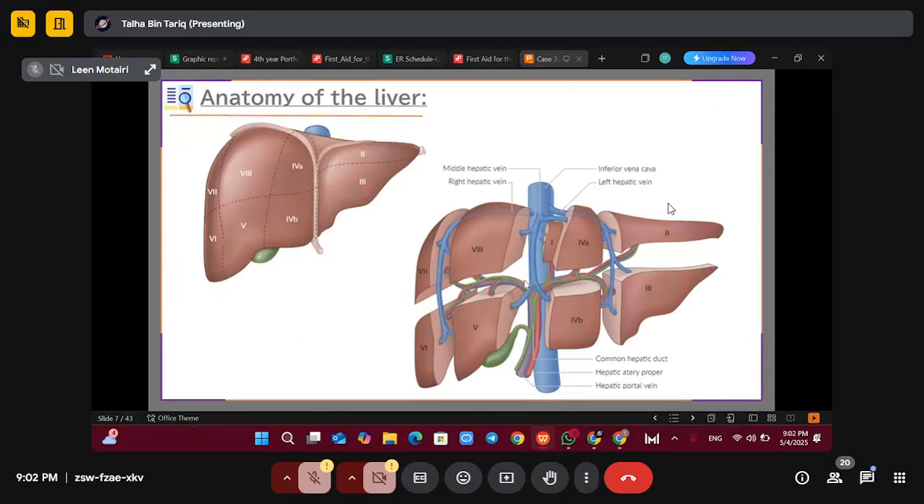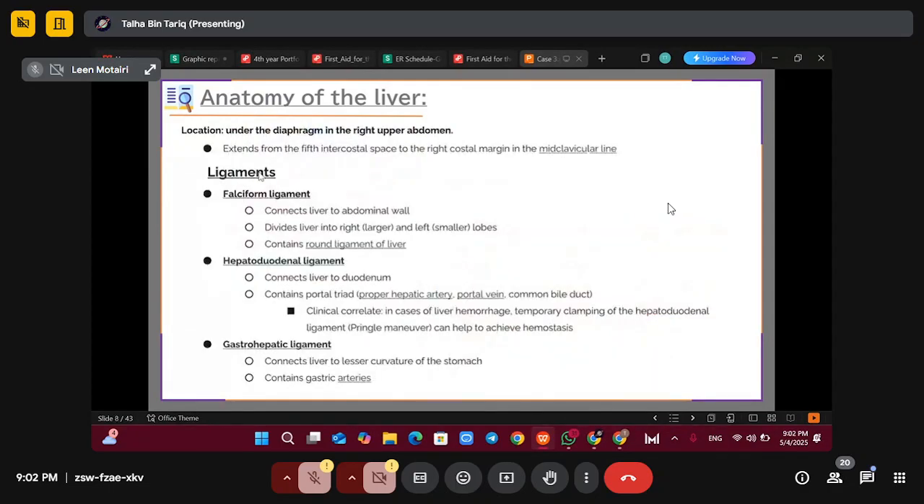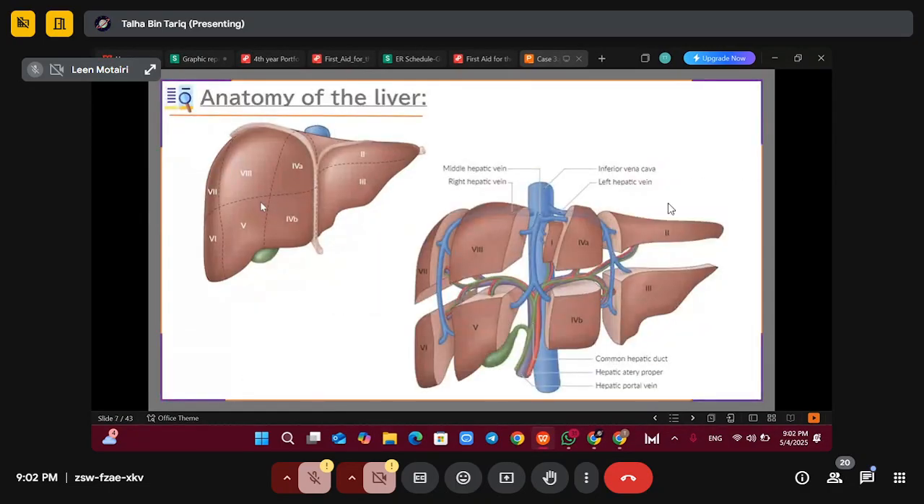So over here, I hope you can see the segments of the liver. This is how the liver is divided. As I said, the first is the caudate, so don't forget that it's at the posterior side. Then we have segment number 2, number 3, and then we have 4, which is divided into two parts, 4A and 4B. This is how they classify them. Then we have 5, 6, 7, and 8. So 4A, 4B, 5, 6, 7, and 8. So these are the parts.